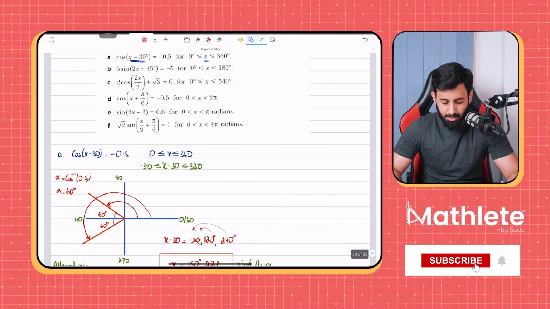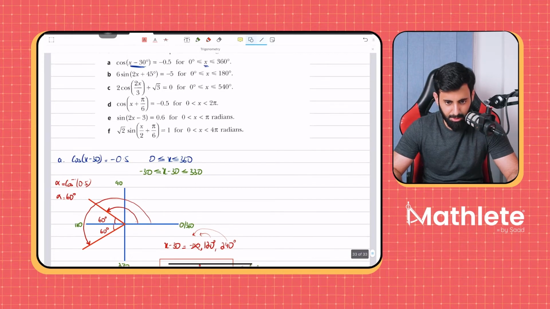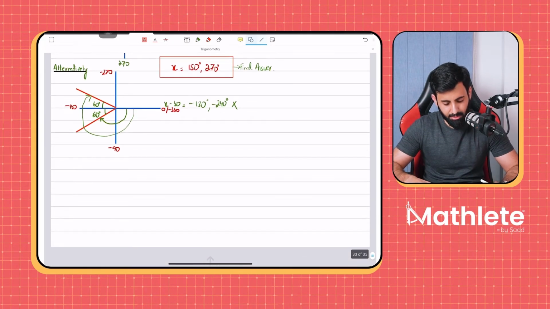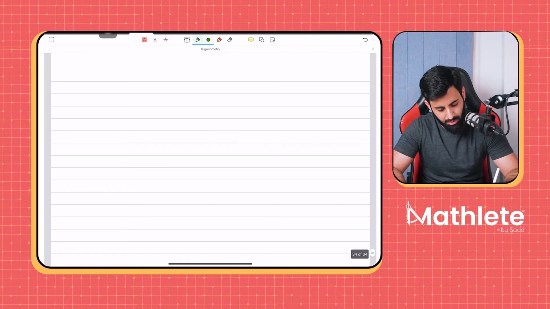All right, so shall we move on to the next part? Let's do part B. Then we'll do some radian questions as well. 6 sine 2x plus 45 equals minus 5. All right, so here's part B.